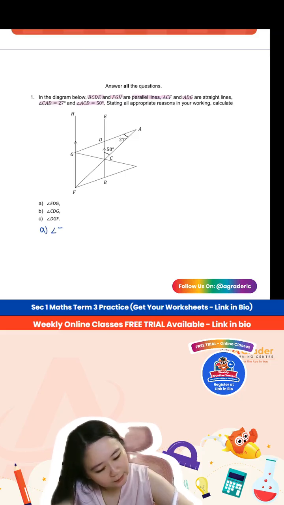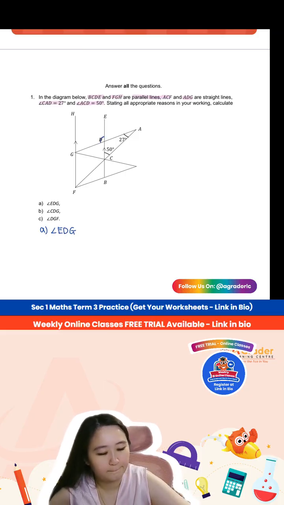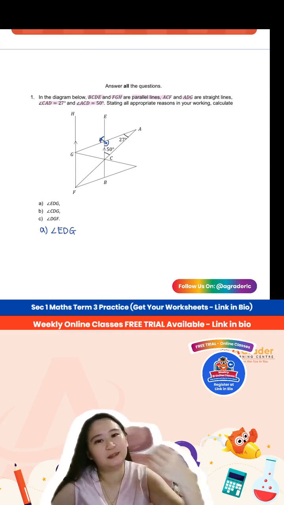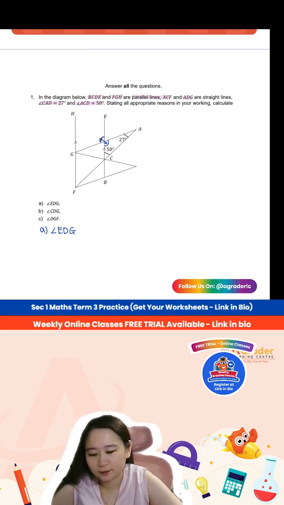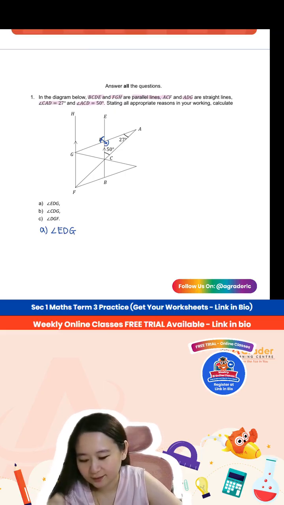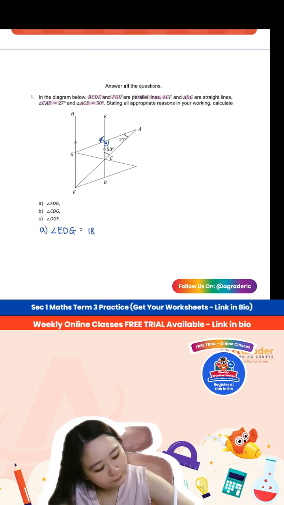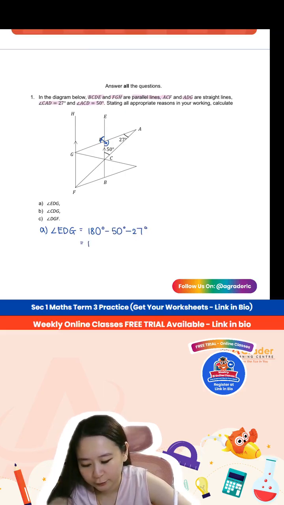So angle EDG, this angle here. So this angle here technically is this angle, right? Which you'll be applying vertically opposite angles, and then to find that angle, you'll be using sum of angles in a triangle. Yes, 103 is correct. That's for part A. So 180 degrees minus 50 degrees minus 27 degrees, you get 103 degrees.